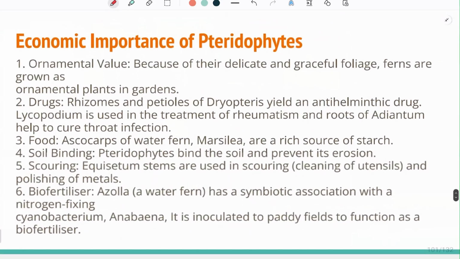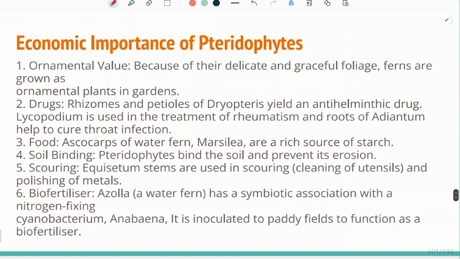Now, the economic importance of pteridophytes. They have mainly ornamental value. They are usually used as ornamentals. There is not much importance of pteridophytes. Ecologically, they are benefited because they are the first ones to colonize whenever a forest fire takes place because they have rhizomes which help in their vegetative reproduction. But other importance of it is not yet seen.